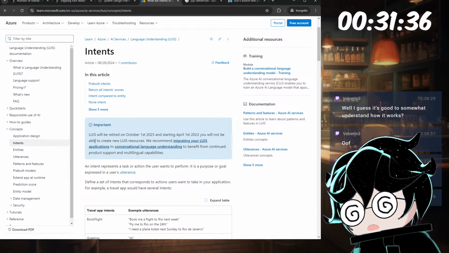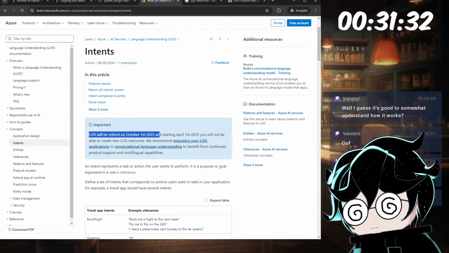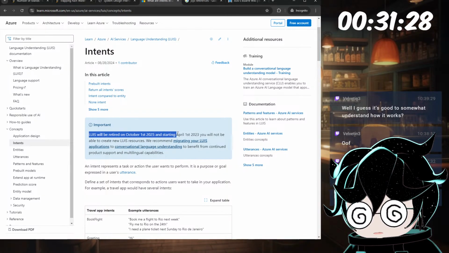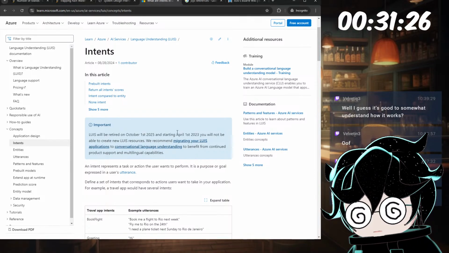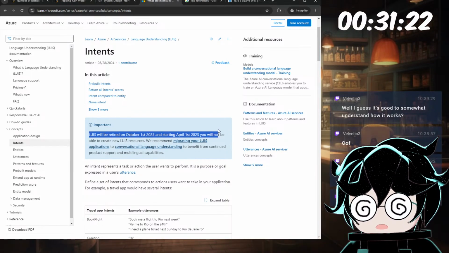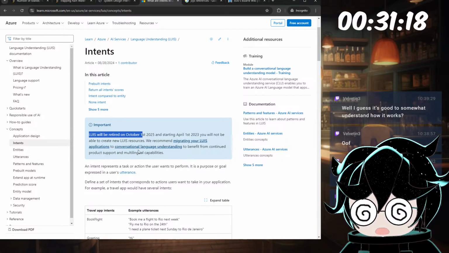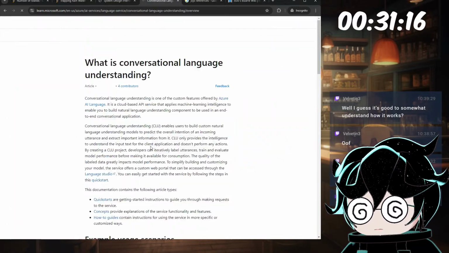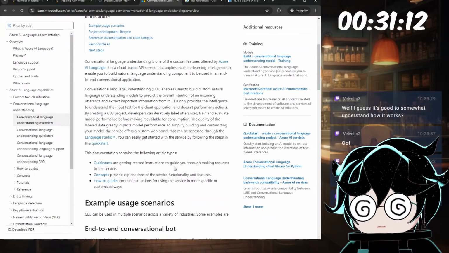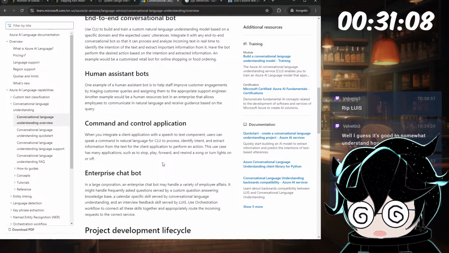Oh, see, look. LUIS will be retired on October 1st, 2025. Yeah, it's kind of obsolete now. This is super basic compared to what ChatGPT can do now. We recommend migrating your LUIS application to conversational language understanding. What is this? I guess their new thing. Okay, I'm guessing it's their LLM.